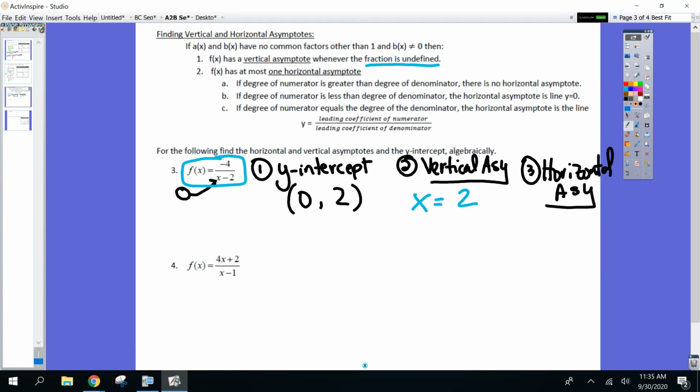Okay, this is a little bit more involved. How to find the horizontal asymptote without looking at the graph. All right. You have a numerator and a denominator. Everyone agrees. In both the numerator and denominator, you have exponents. What I want is the highest exponent in each, the numerator and the denominator. What is the highest exponent in the numerator and the denominator?